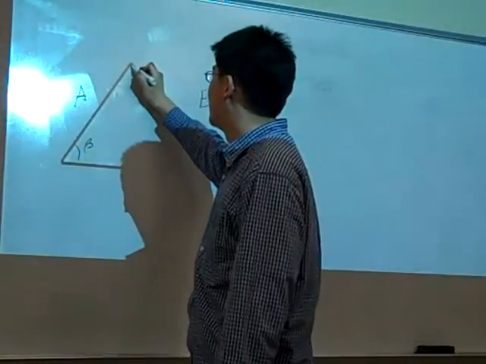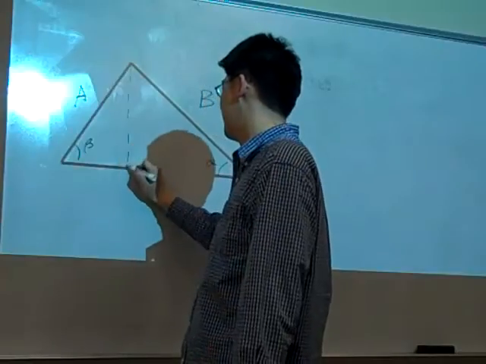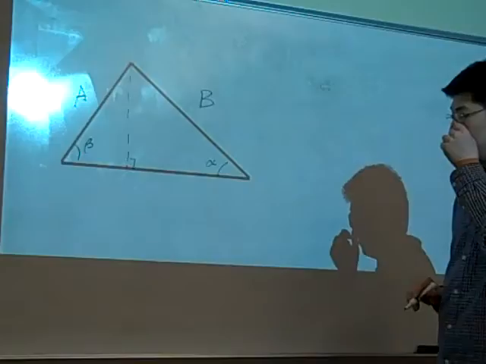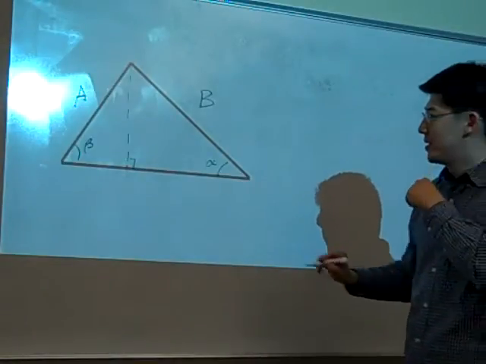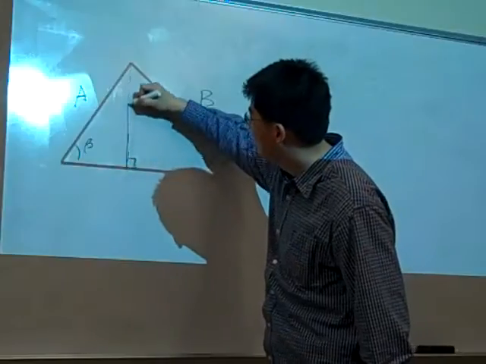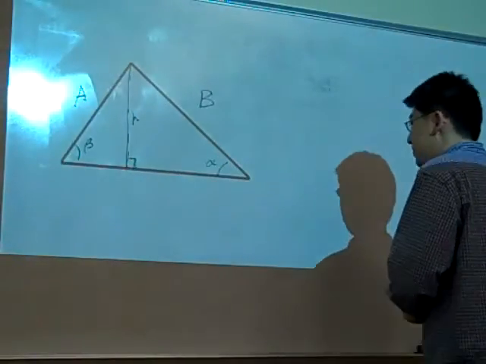So now let's drop a perpendicular bisector here on this line of the triangle. This is going to be a perpendicular line segment, and let's just make it solid. And this is going to have height h.